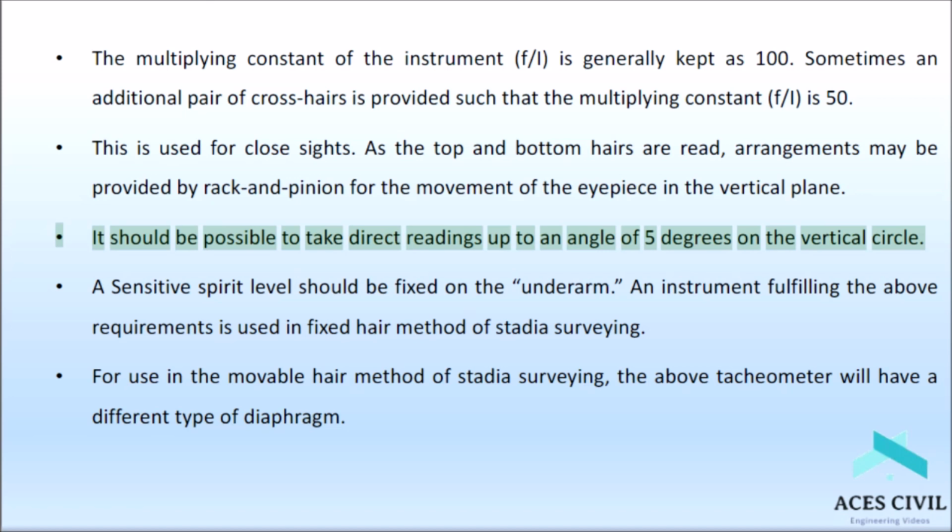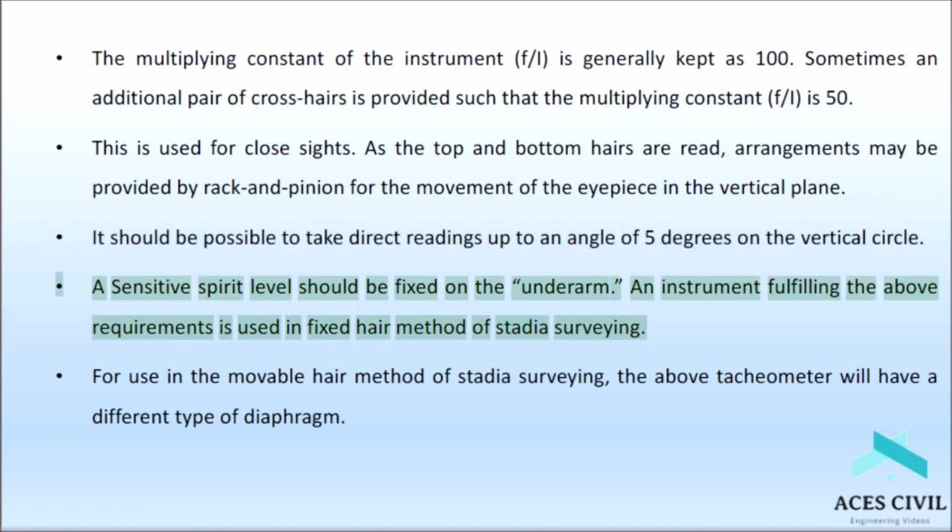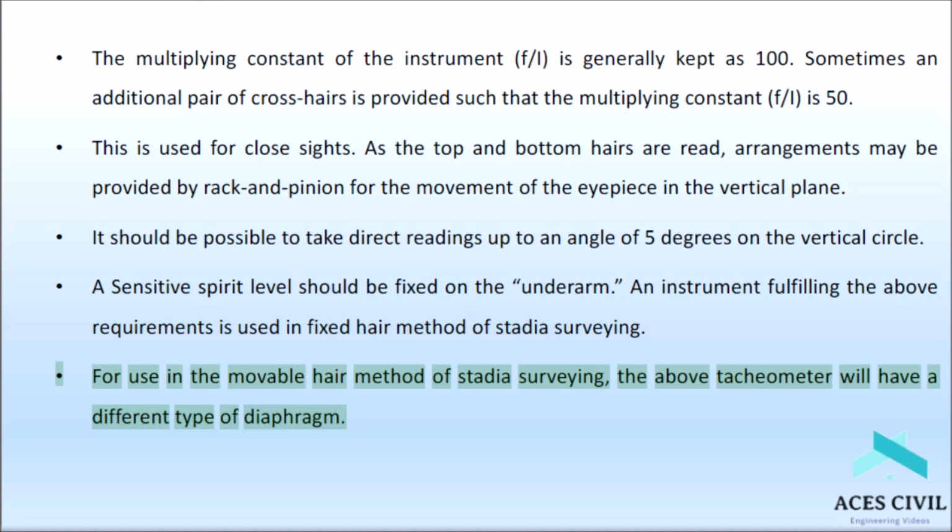It should be possible to take direct readings up to an angle of 5 degrees on the vertical circle. A sensitive spirit level should be fixed on the underarm. An instrument fulfilling the above requirements is used in the fixed hair method of stadia surveying. For use in the movable hair method of stadia surveying, the above tacheometer will have a different type of diaphragm.